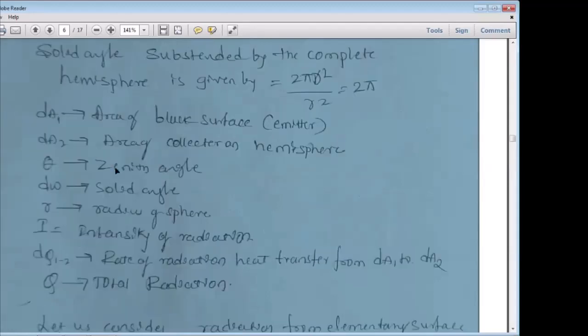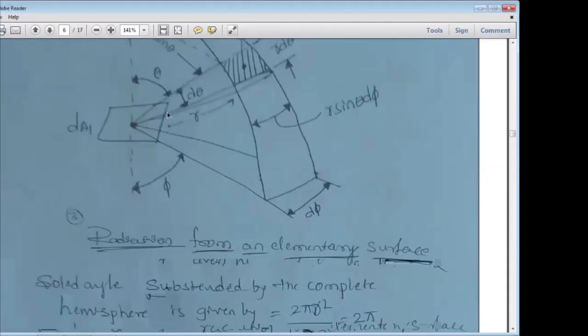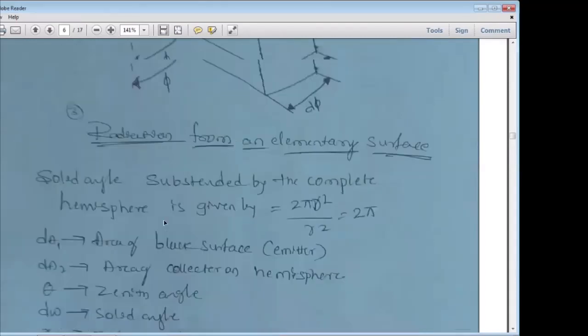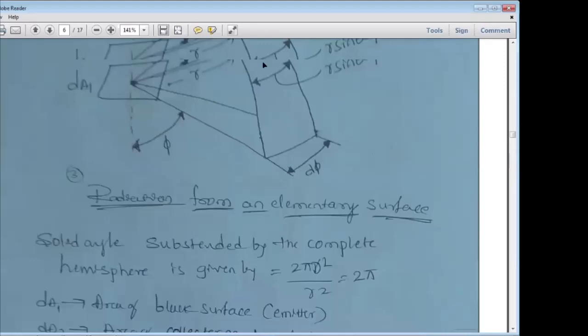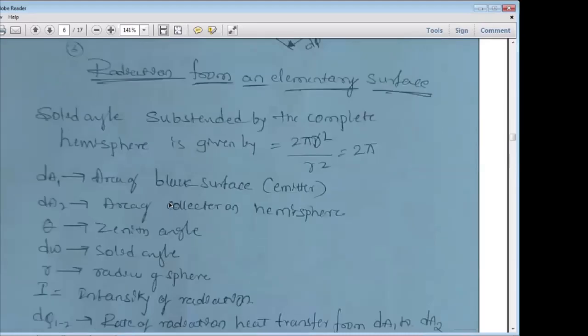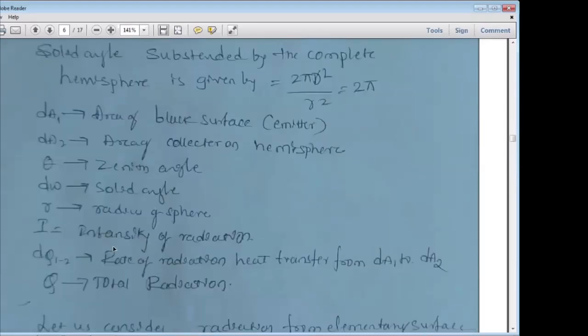These are the notations. dA1 is the area of the black surface. dA2 is the area of the collector on the hemisphere. Theta is the zenith angle. dW is the solid angle. R is the radius of the sphere, and we can consider this as a sphere. I is the intensity of radiation.